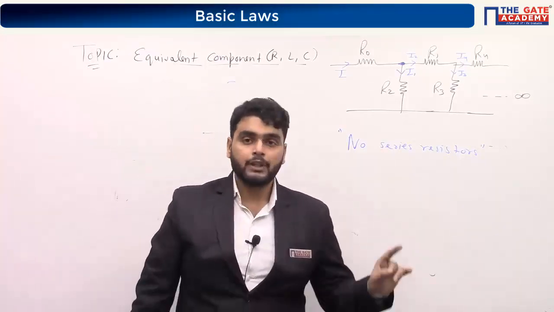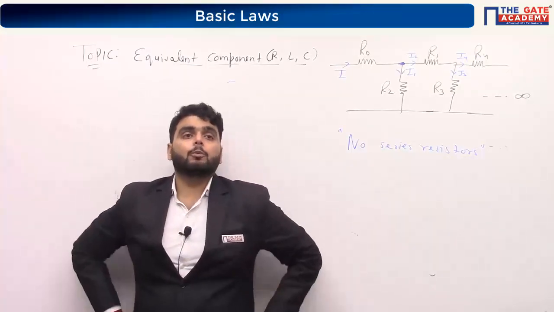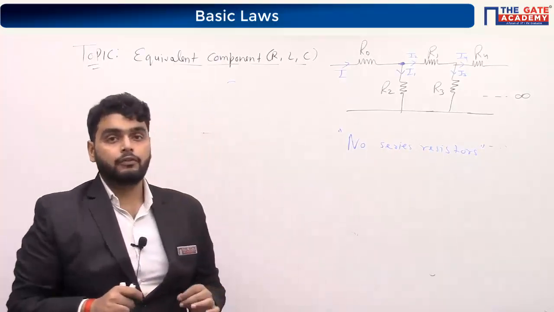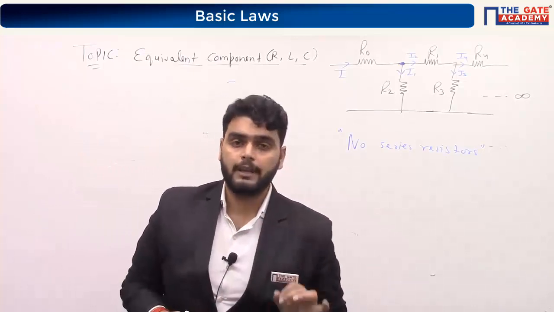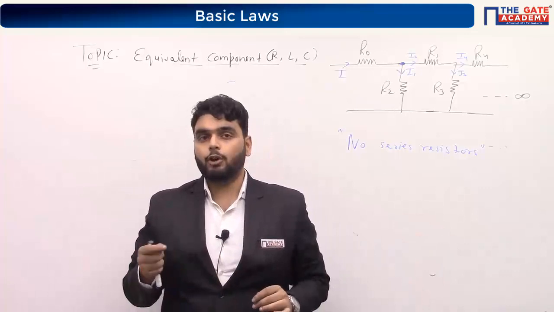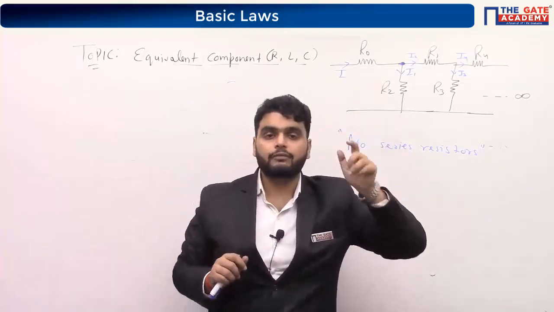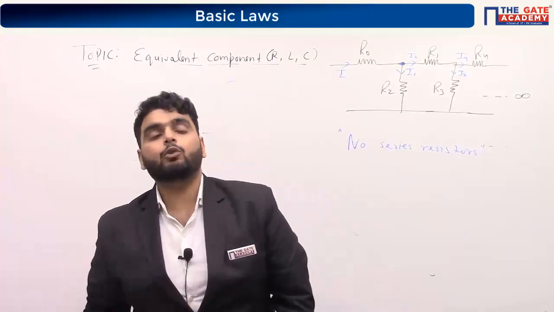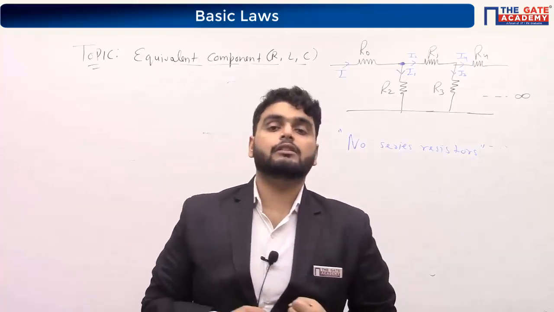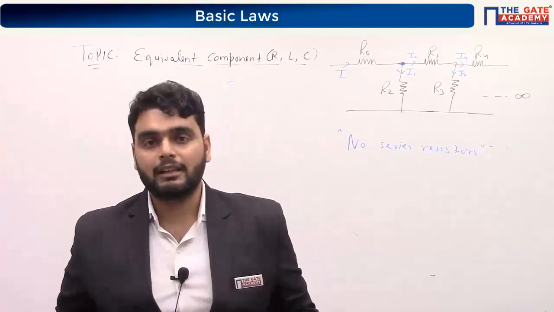Now tell me, which two branches are in parallel? For branches, the first point is that the voltage must be equal. But we cannot check voltage equality because we don't know the value of the resistors or the value of the current. For finding voltage we need I and R, and we know neither. So we will see the second point. If the second point is correct, then I can say two branches are in parallel.